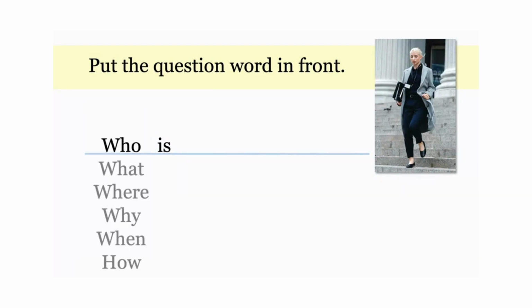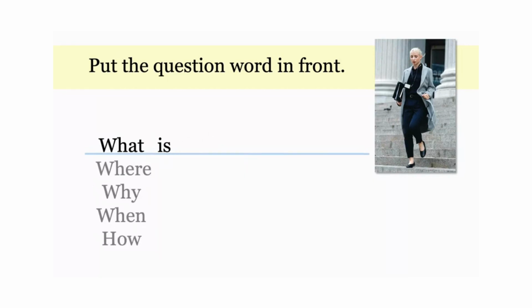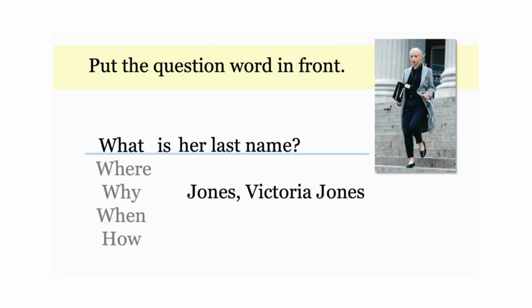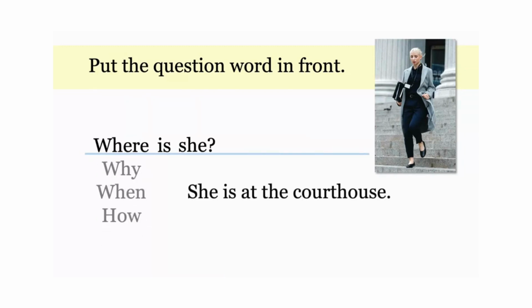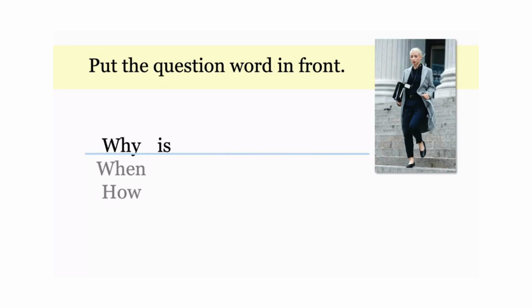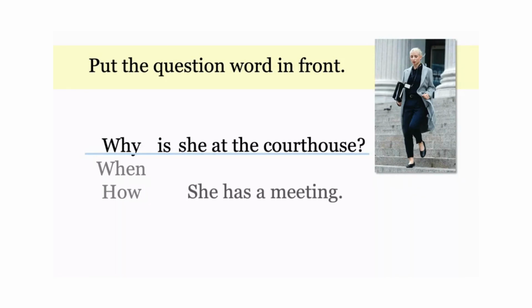Who is she? She's Victoria. What is her last name? Jones, Victoria Jones. Where is she? She is at the courthouse. Why is she at the courthouse? She has a meeting.